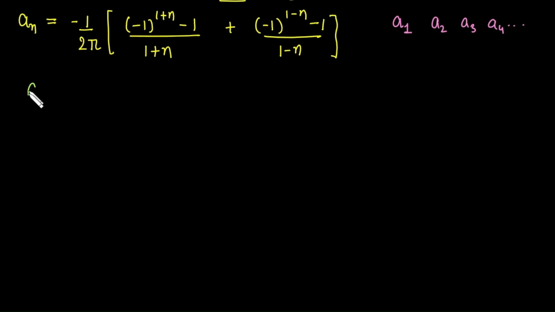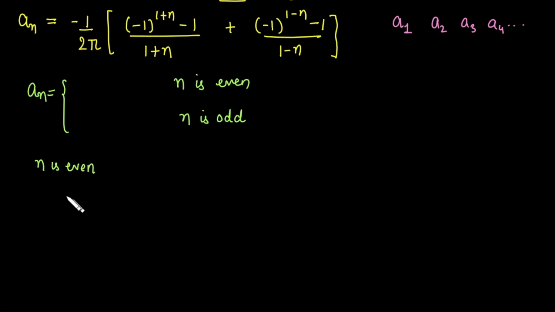For that, what we need to do is split this part into even and odd: when n is even and when n is odd. Because we have minus 1 raised to power something minus 1, definitely either for even this quantity is 0, or for odd it is getting a 0. So we can get the simplified form in this case. Let's observe that. Suppose n is even.